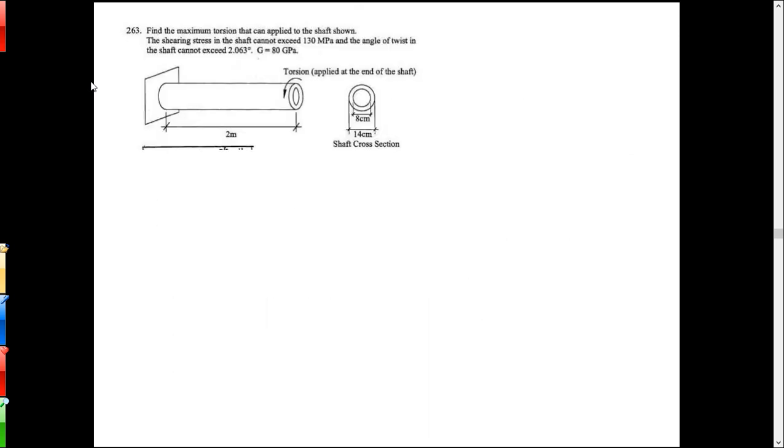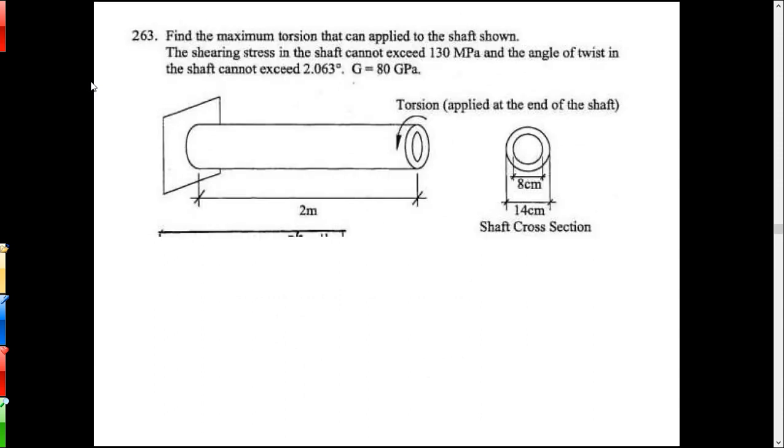Okay, 363 is next. So this is one of those things where you can't exceed two values, okay? So 130 megapascals and an angle of twist of 2.063 degrees. Now, this just uses those two basic formulas, and that's what we're going to be doing in this class, is using those.